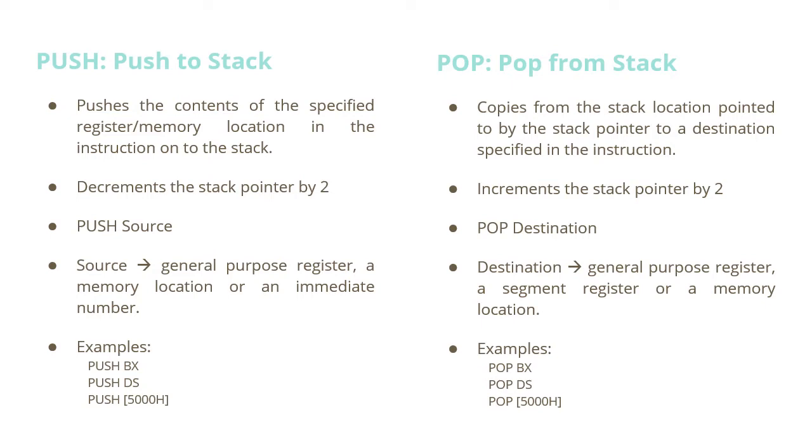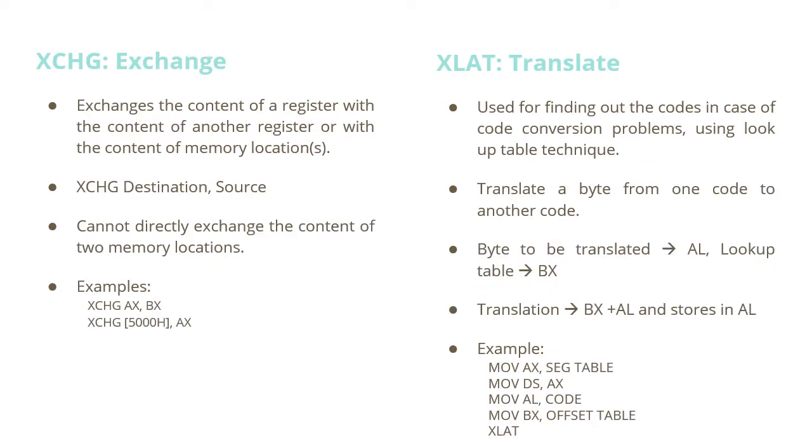The XCHG instruction or the exchange instruction. This instruction is used for exchanging the content of a register with the content of another register, or it can be exchanged with the content of a memory location. The XCHG instruction format is as given here, which is XCHG destination comma source. However, the XCHG instruction cannot be used for directly exchanging the contents of two memory locations.